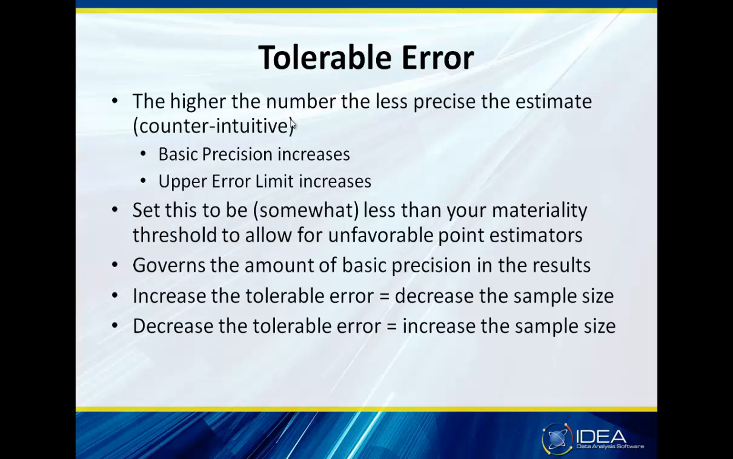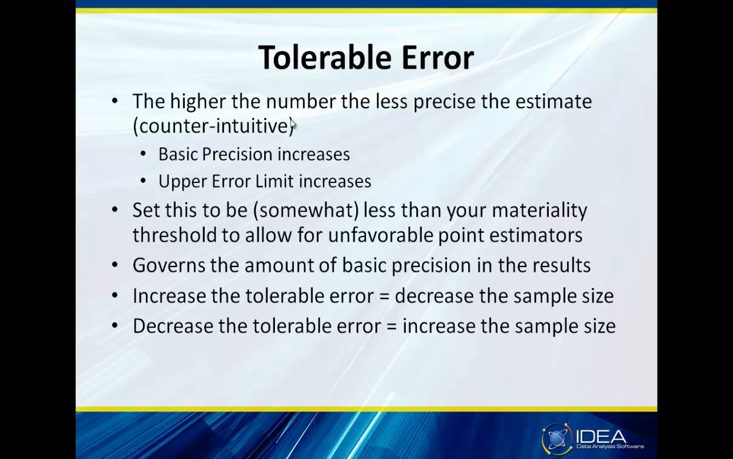As we increase the tolerable error, the upper error limit increases, meaning that you have more of a chance to breach the materiality threshold. What we want to set this to is somewhat less than your materiality threshold, so we can allow for unfavorable point estimators. This is how we can get right under that line without going over.